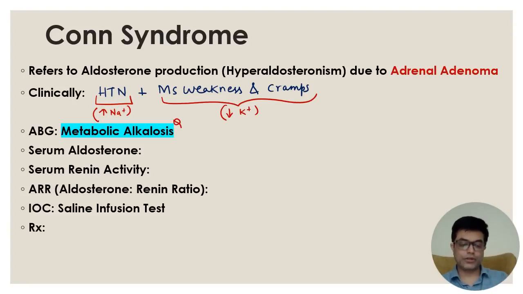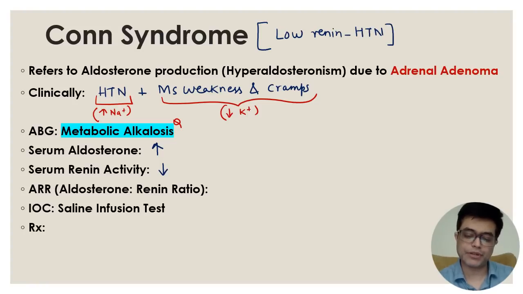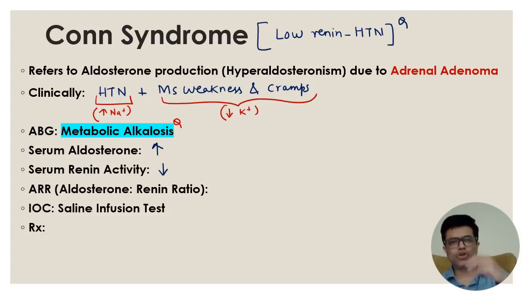Serum aldosterone activity in these patients will be increased. Serum renin activity will be reduced. So Conn syndrome is considered to be a type of low renin hypertension. This is also a standalone MCQ. Which of the following is a relatively common cause of low renin hypertension? There are causes called low renin hypertension and high renin hypertension that you read sometimes in cardiology. So it is a cause of low renin hypertension because renin levels are low.